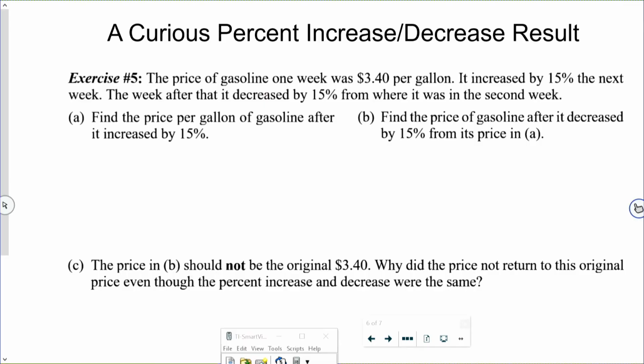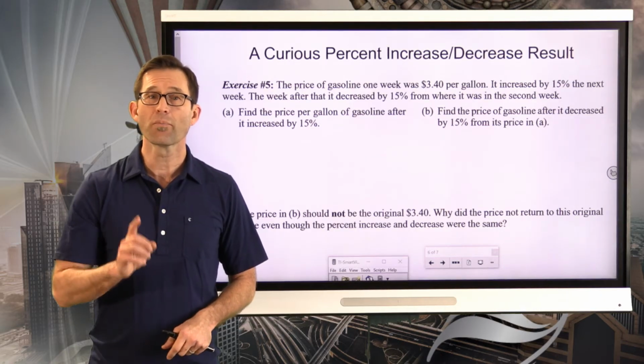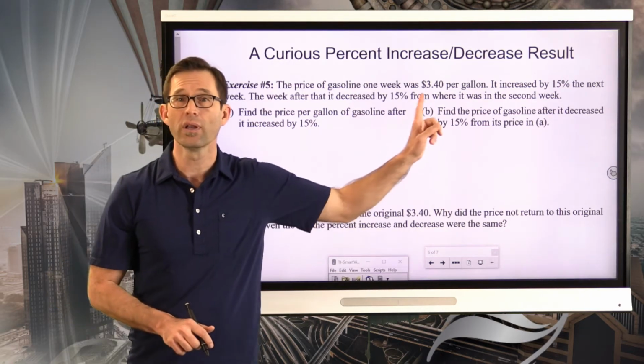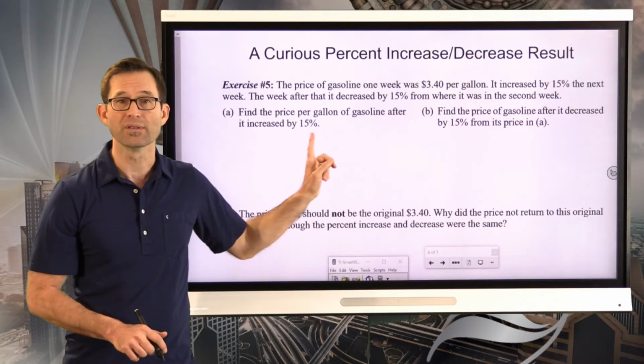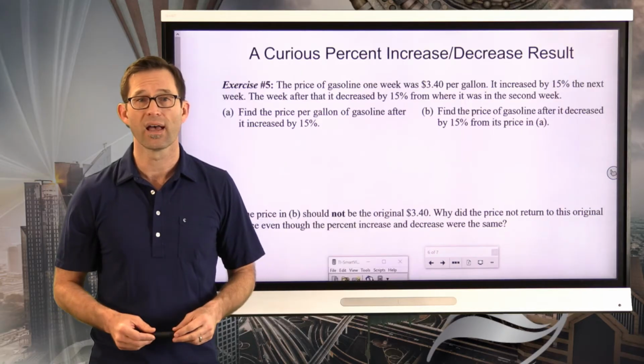Exercise number 5. The price of gasoline one week was $3.40 per gallon. It increased by 15% the next week. The week after that, it decreased by 15% from where it was the second week. Letter A asks us to find the price per gallon of gasoline after it increased by 15%. All right, so this is simple enough. What I'd like you to do is pause the video now and figure out what the price of the gasoline is after that $3.40 increased by 15%. Pause the video now and figure out what price the gasoline is.